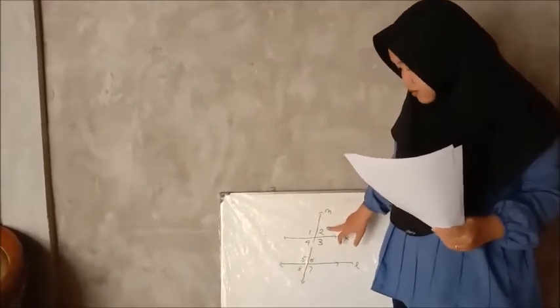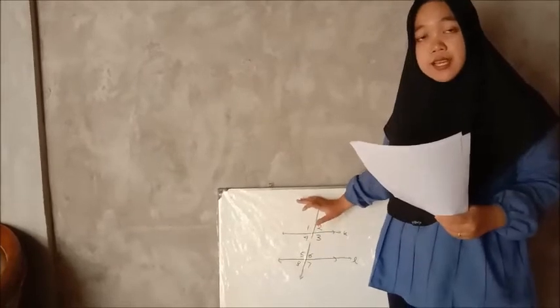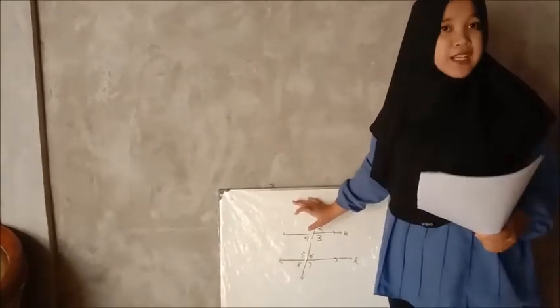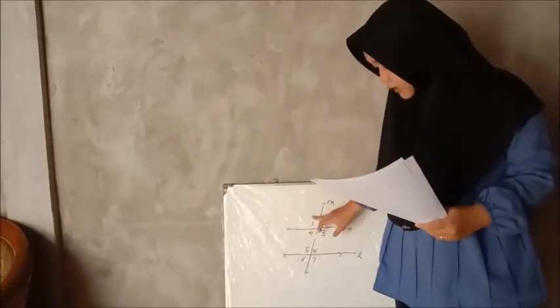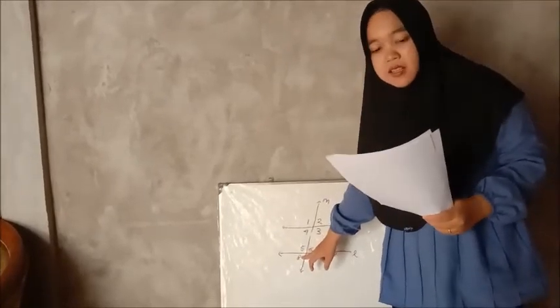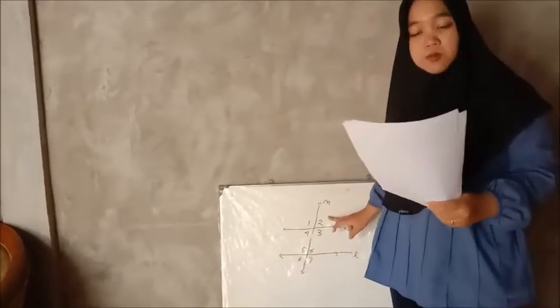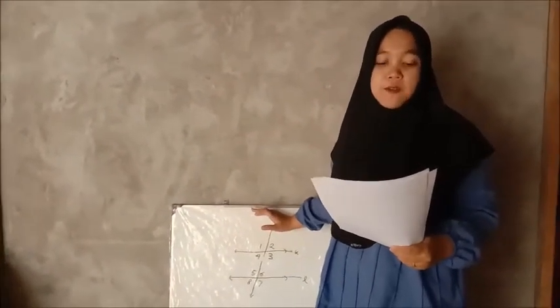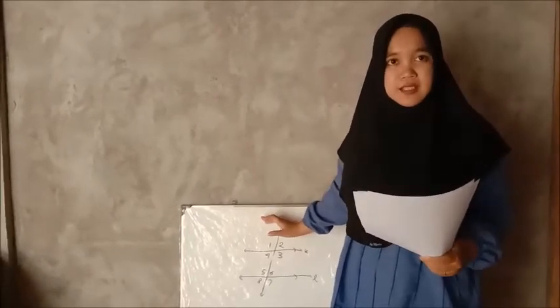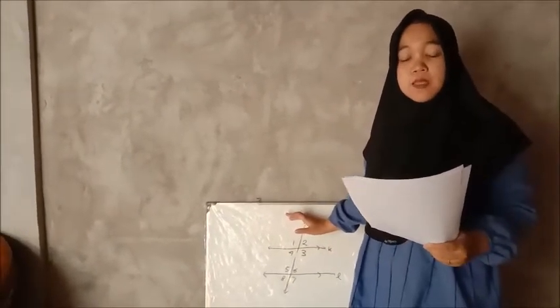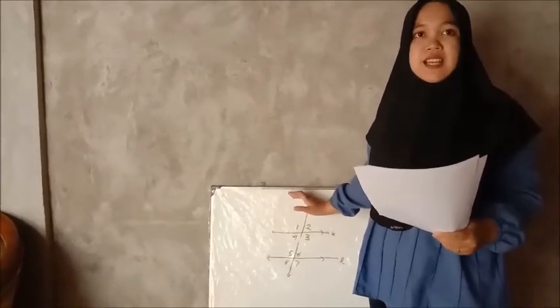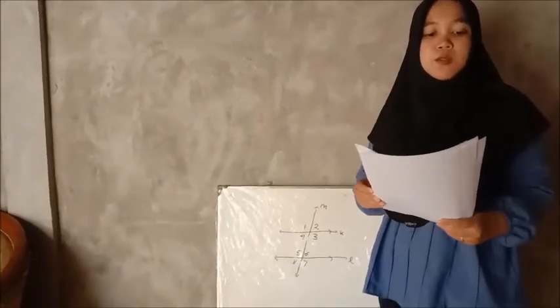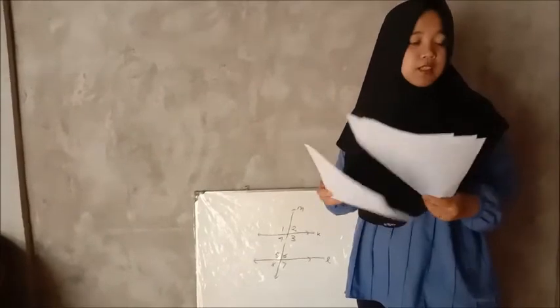Then the measurement of the alternate exterior angle, or the degree of angle, is the same. So angle 7 will be equal to 1 and angle 8 will be equal to 2. So the conclusion is alternate exterior angles have the same degree, or the measurement of the angle at alternate exterior angle is the same. Then we will continue with the next problem.